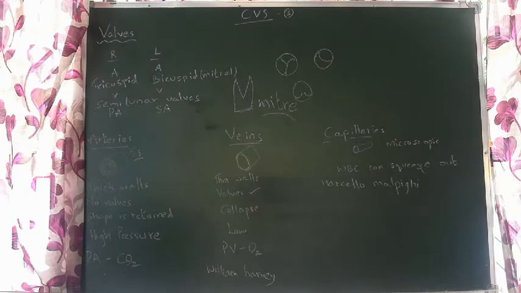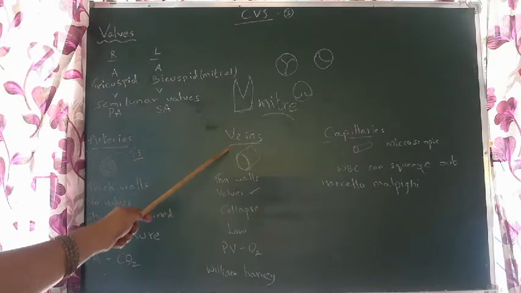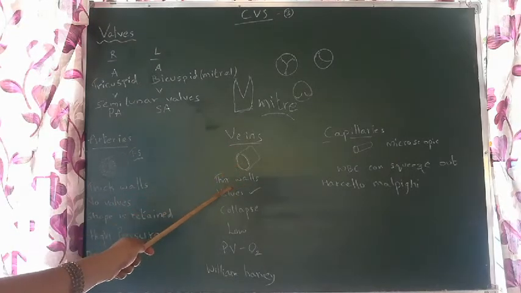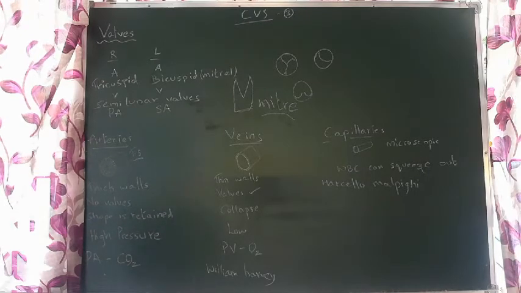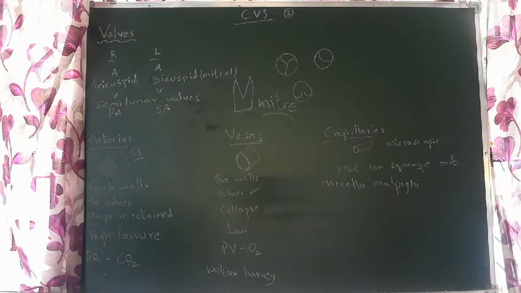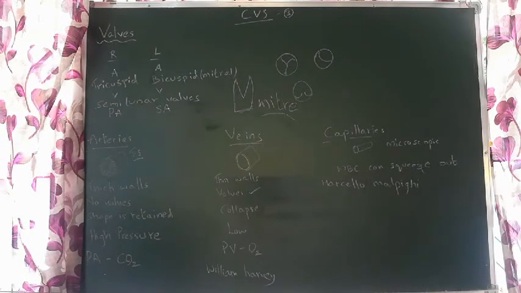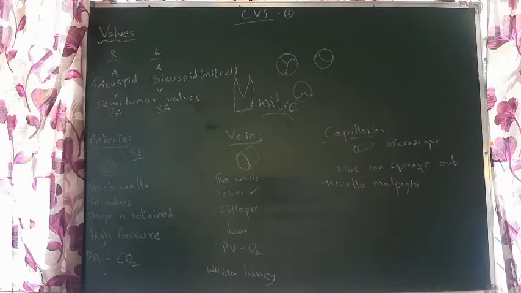Now if you compare how the vein looks, see, the lumen is wider, whereas the musculature, the walls of the veins, are thin. You can easily compare. It is much thinner than the walls of the arteries. And veins should have valves for guiding the flow in one particular direction.